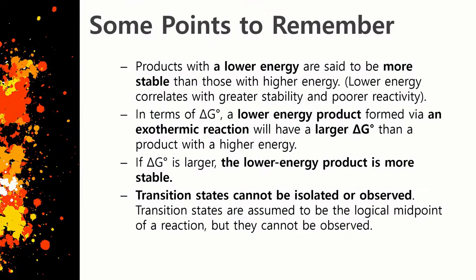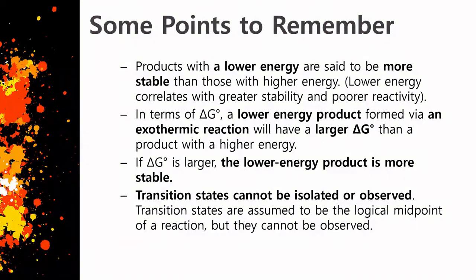So just some points to remember. The products with a lower energy are said to be more stable, right? If we look at our energy diagram, the lower in energy, the more stable, more stable than those with high energy. Lower energy correlates with greater stability and poorer reactivity. In terms of the change in free energy, a lower energy product formed via an exothermic reaction will have a larger delta G than a product with a higher energy. If the delta G is larger, the lower energy product is more stable.